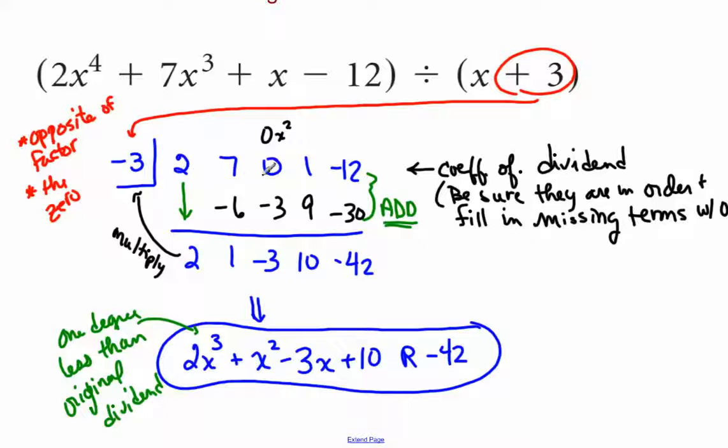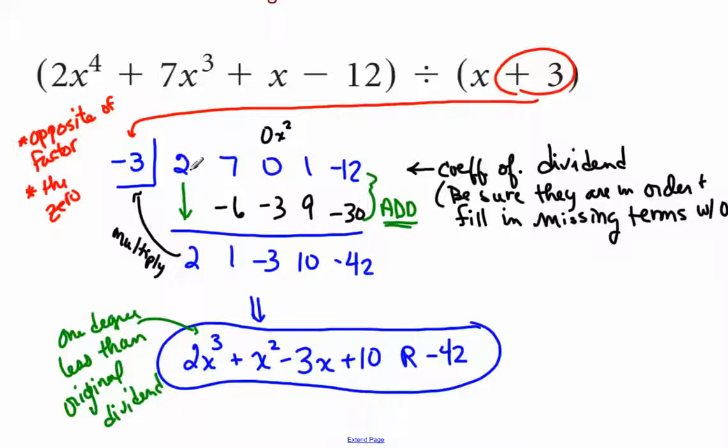And then for the rest of my first row, I look in my dividend, what I'm dividing into, and I use the coefficients there. However, do you note we go from x to the fourth, x cubed, down to x. There's no x squared term. Just like with long division, if you're missing any terms, you do have to fill them in with 0 placeholders. So my first row then would be 2, 7, 0 for my x squared, 1, and negative 12. Leave a row of space and draw a line, and then we're going to start dividing.